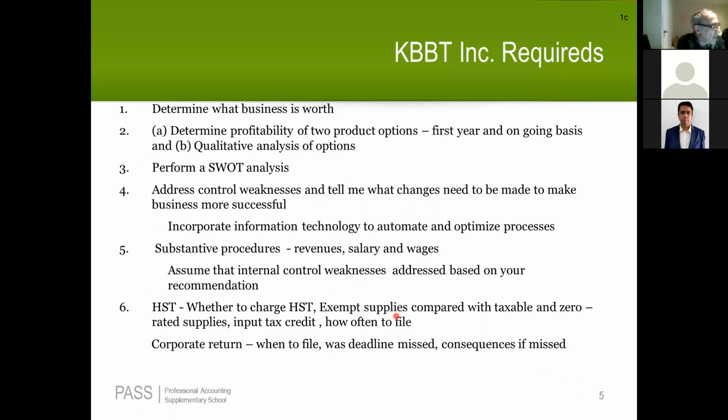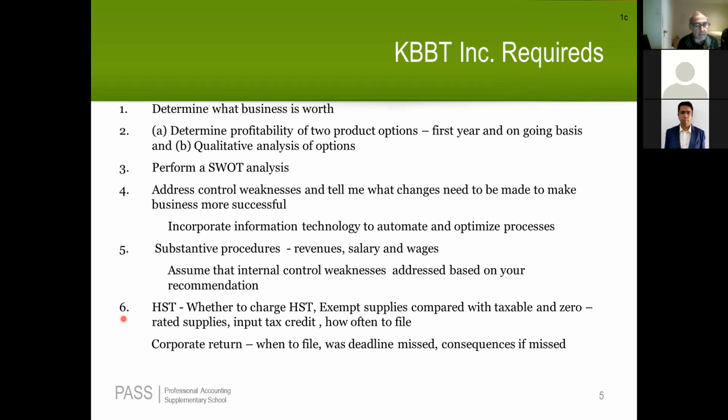So what I've done on this page here is I've summarized all of the 6 requireds. What we're going to spend the rest of the evening doing is working our way through the requireds. The only required I'm not going to take up with you is required 6 because I can't really add very much value here. You either know it or you don't. So if you don't know this, please go over the solution very carefully because all I would be doing if I took this up is literally reading the solution to you. So if you didn't know your HST compliance or your corporate tax compliance well enough to deal with number 6, please go over the solution very carefully.